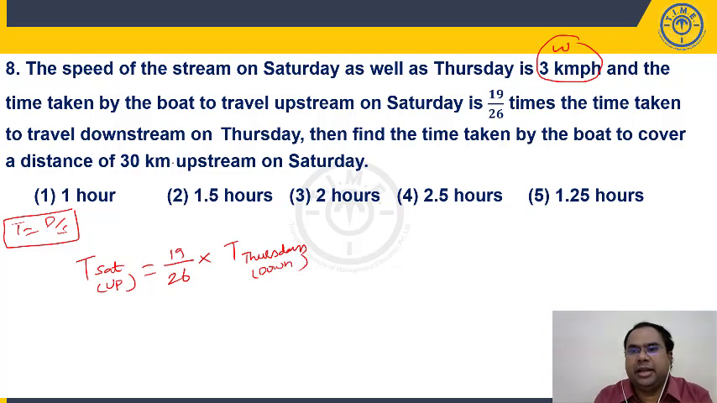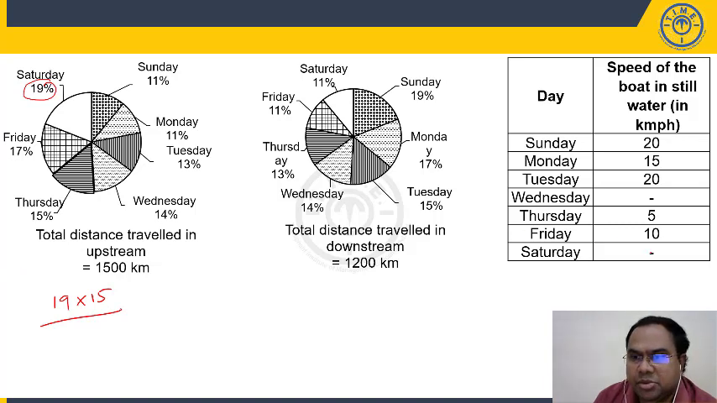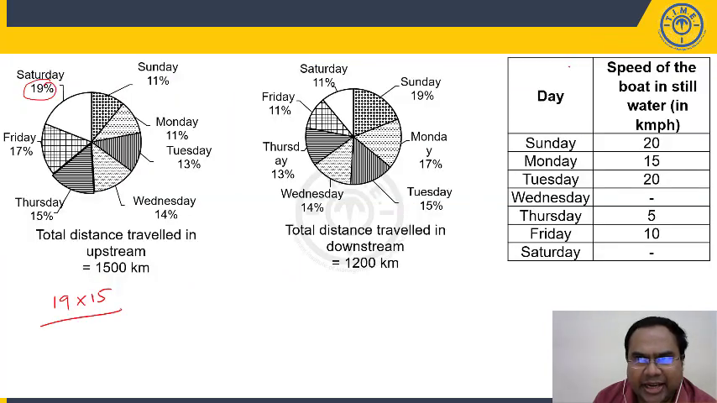Find the time taken by the boat to cover a distance of 30 kilometers upstream on Saturday. Let us say time taken on Saturday upstream. Saturday upstream is 19%, right? So 19 into 15 by upstream speed, B minus W. W we don't know, but Thursday and Saturday W should be taken as 3. B value we don't know. So B minus 3 is equal to, okay, let me write this.